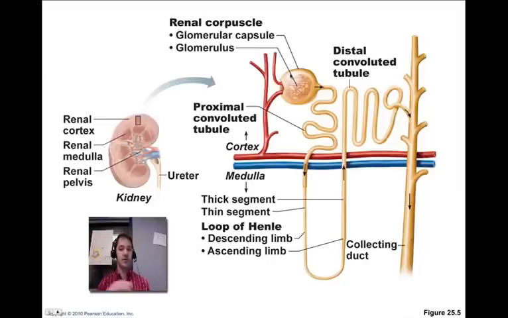And for a lot of you, this is review. We've done some of this ad nauseam. So here's the glomerulus, this tuft of capillaries in here, the glomerular capsule, the proximal convoluted tubule, the loop of Henle, distal convoluted tubule, and collecting duct. And this is a fairly simplified version of a nephron because it winds around quite a bit more than this picture shows you.